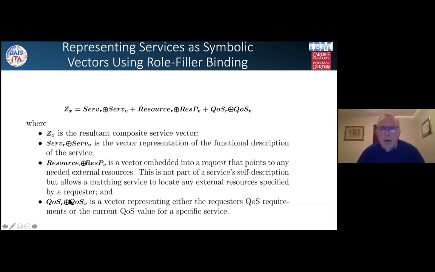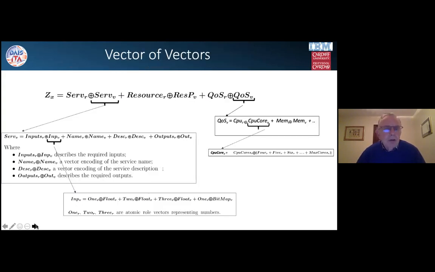Each of those vectors is in turn a vector itself, because the service description might be in terms of inputs. So again, we have role filler pairs for inputs, the name of the service, some description of the service, some output requirements, and similarly for quality of service and resource. And of course, these vectors themselves might be vectors of vectors that we want to bind together.